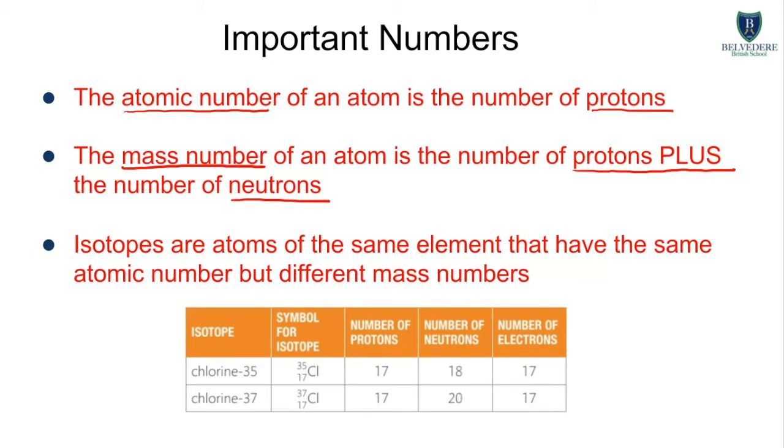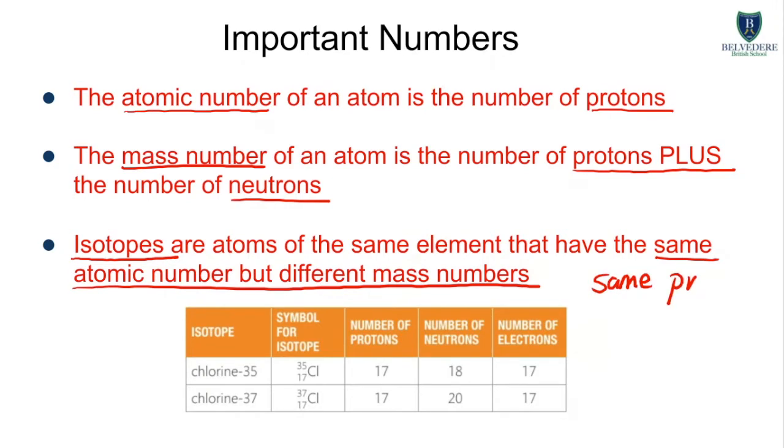We also mentioned isotopes. And isotopes are atoms of the same element, so they have the same atomic number, but a different mass number. So because they are atoms of the same element, they have the same protons, but because they have a different mass number, that tells us that they must have a different number of neutrons.